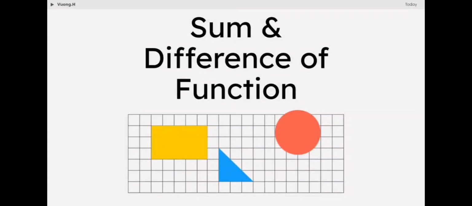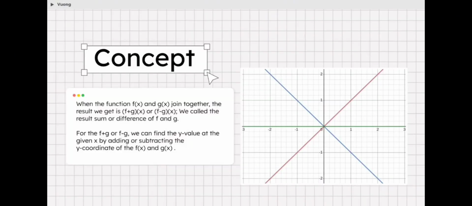Today, I will teach you about sum and difference of functions. First, we have to know what sum and difference of functions are. For example, when f of x and g of x are combined, the result we get from both of them is f plus g of x, or f minus g of x. That result we call the sum or difference of functions.